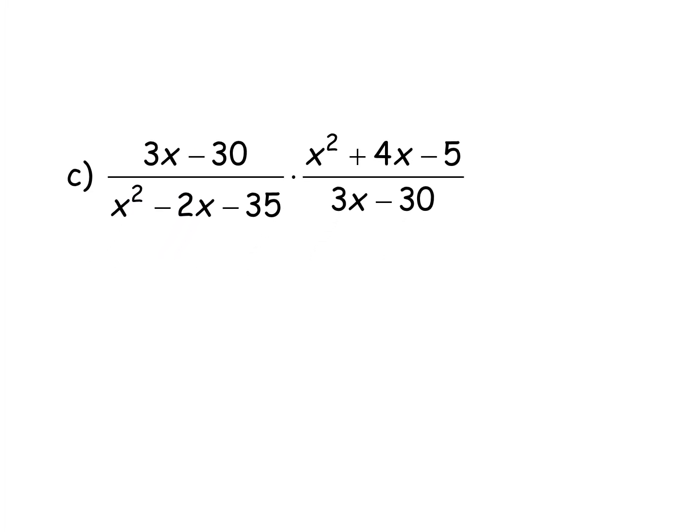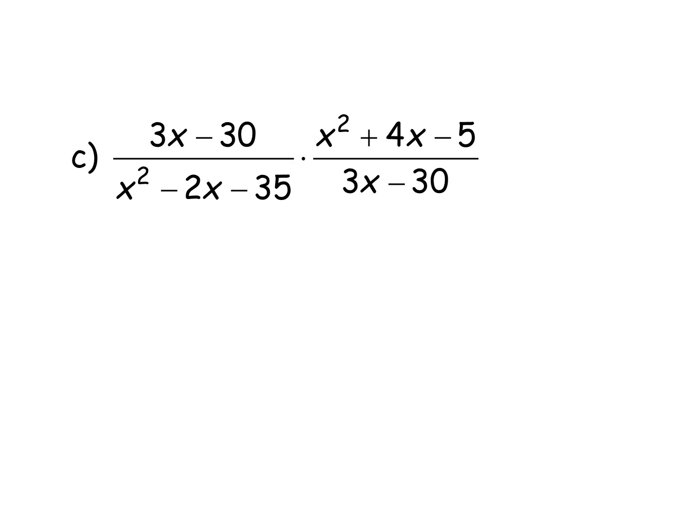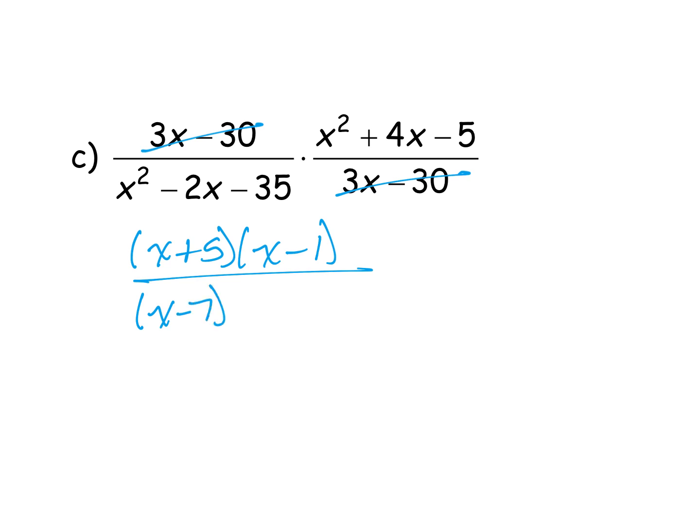C, again, I have 2 things that I know will make a 1, so that's going to go away and that's going to go away. So now I only have to factor the top, which is going to factor to x plus 5 times x minus 1. And the bottom is going to be x minus 7 times x plus 5. And so I have a 1 there. So my answer should be x minus 1 over x minus 7.